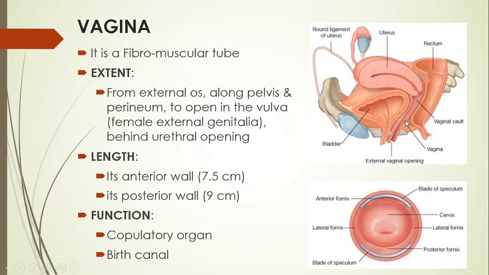So this is how the vagina looks. The cervix is here through the vagina, and this is the anterior fornix, the space between the vagina and the cervix. This is the posterior fornix, and these are the two lateral fornices. So the fornices are nothing but the space between the cervix and the vagina.